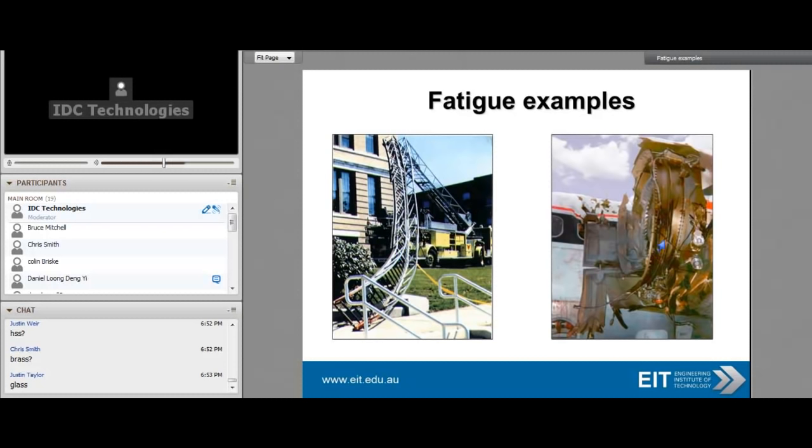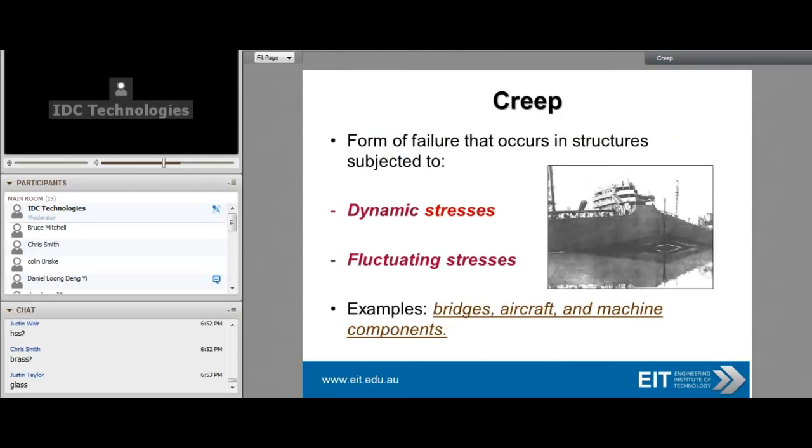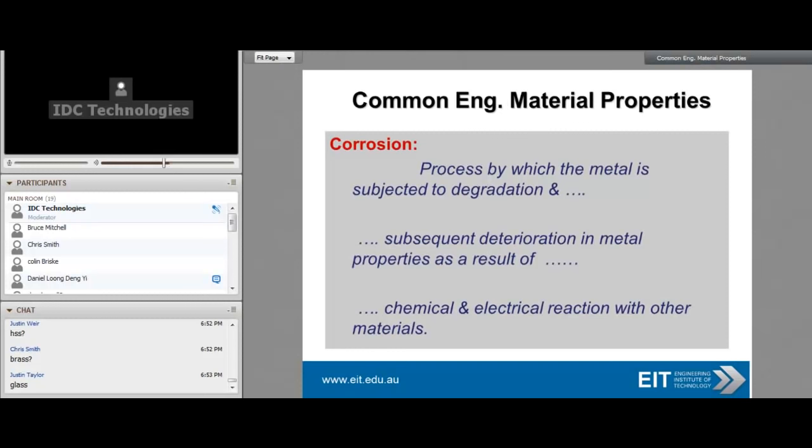We've got a jet aircraft engine where the blades of the jet engine flew apart, and it just burst the casing of the jet engine. So these are things that engineers have to design out. So we've got to really be aware of these things.